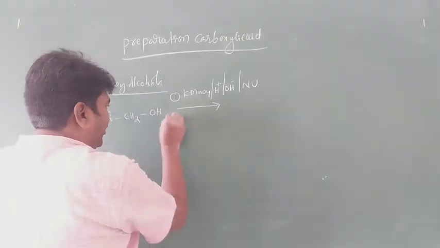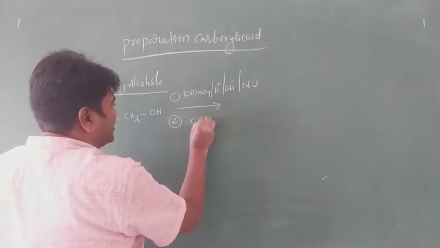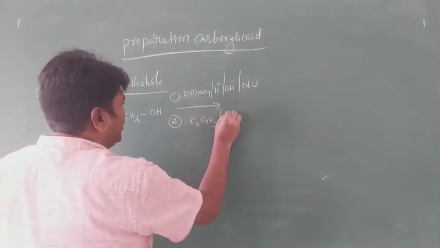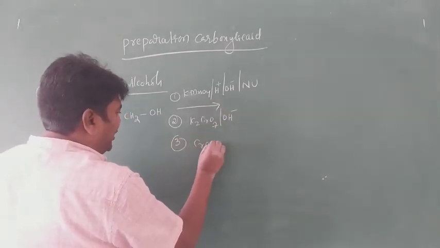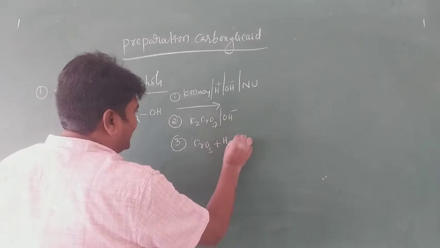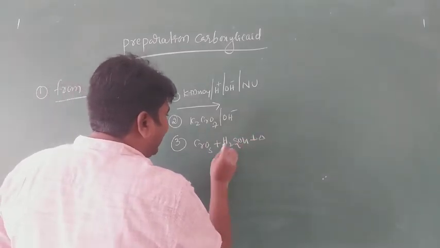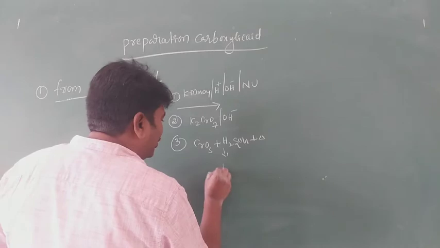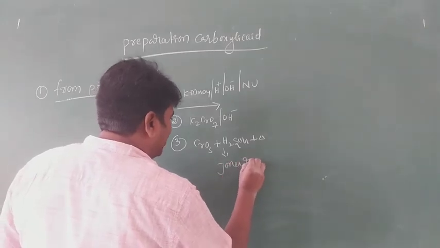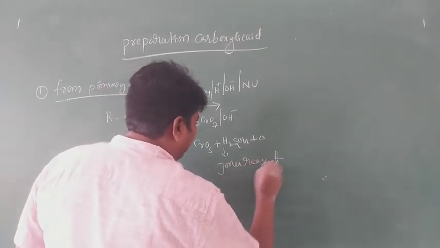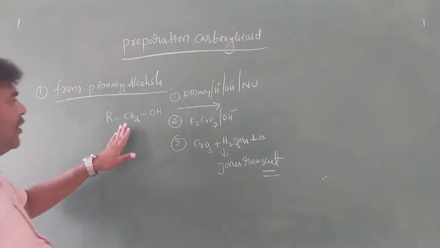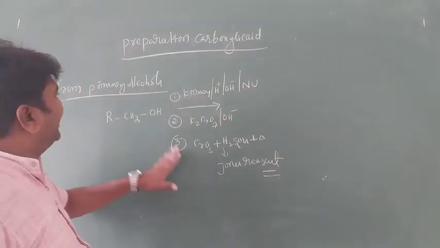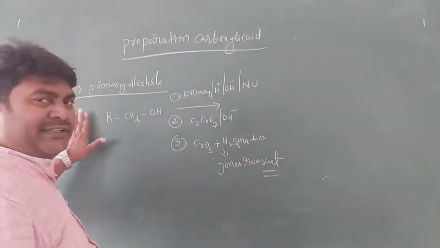Second reagent is K2Cr2O7 in presence of basic medium. Third one, CrO3 plus H2SO4 plus heat. This is called Jones reagent. It is very, very simple, my dear students. With KMnO4, primary alcohols undergo oxidation.